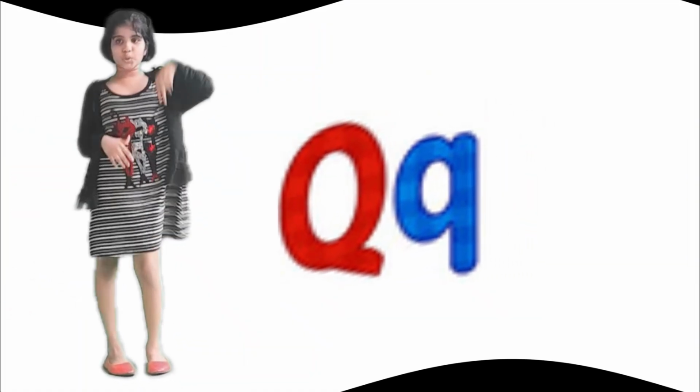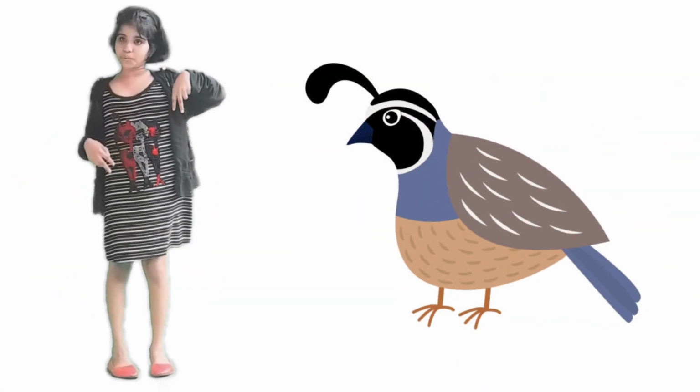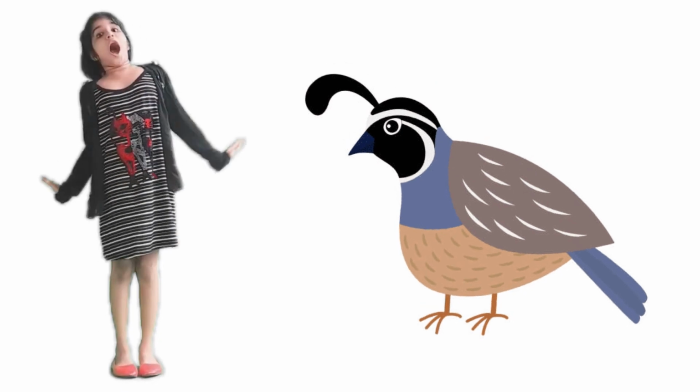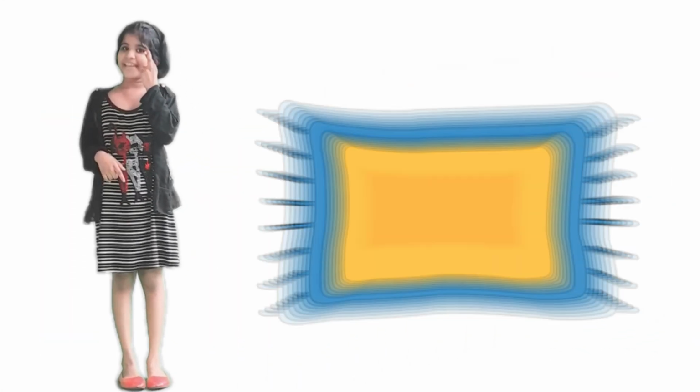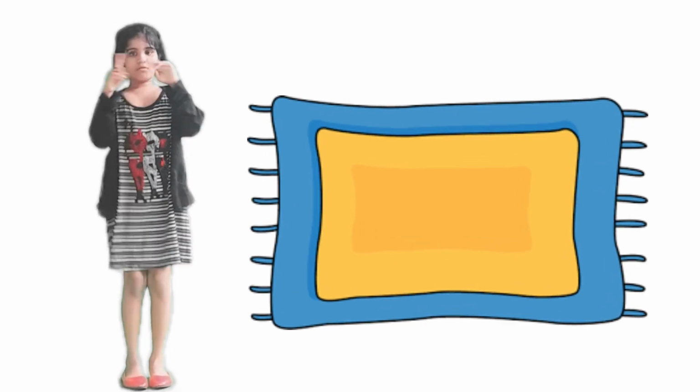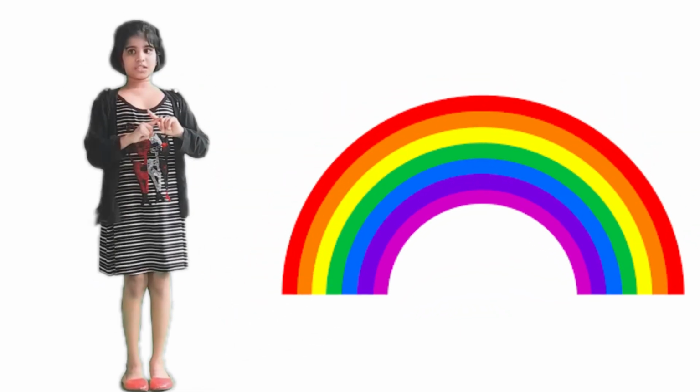Q, Q, this is the letter Q. Q, Q, quail. Q, Q, quarter. R, R, this is the letter R. R, R, rug. R, R, rainbow.